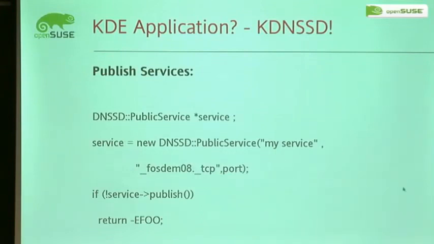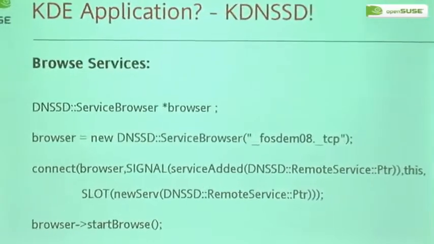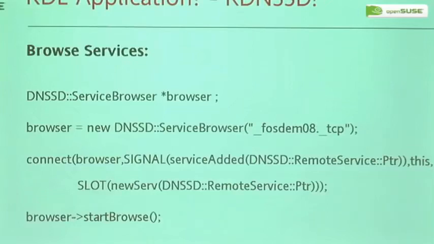So what do you have to do to browse for this service? It's really also very easy. You have to allocate a browser object, and the only thing you have to give this browser object is a service type we want to browse. And if you're familiar with Qt's signal and slot technique, it will be really easy for you to connect to the signal serviceAdded, where you get the remote service pointer, and you can resolve this pointer and can do everything. You can ask for the port number, the service running, the host name, the service name, and something else. And last, you have to start your browse, and you get a lot of signals.